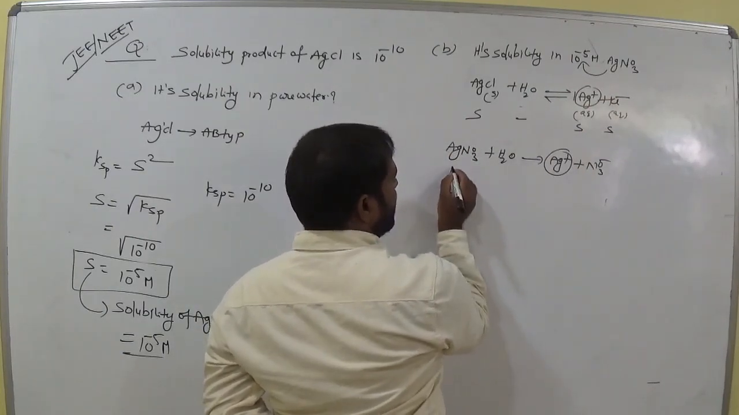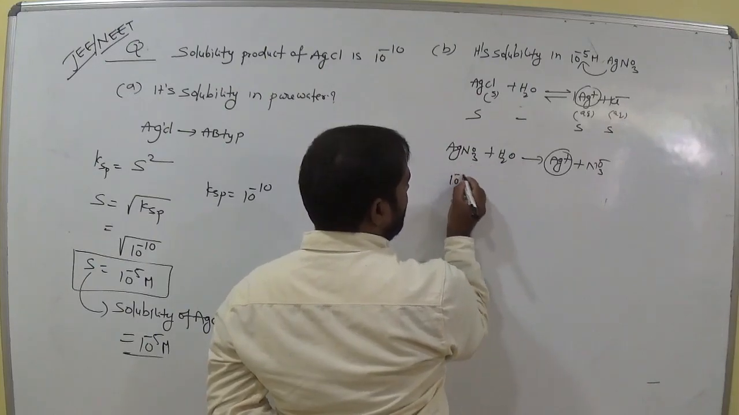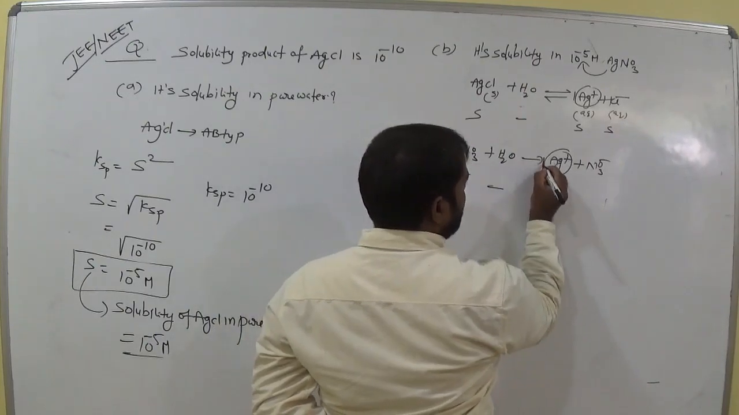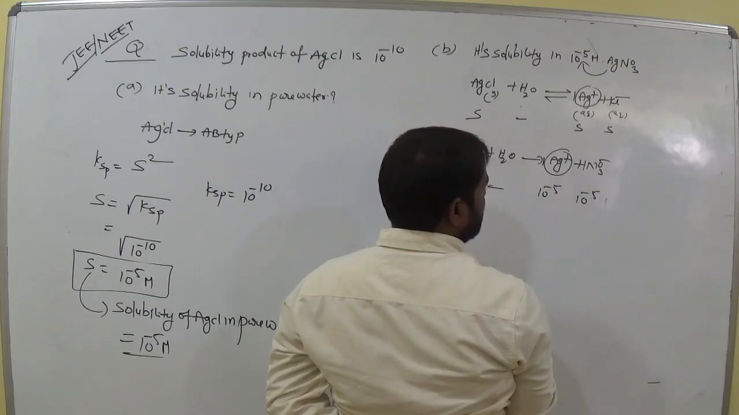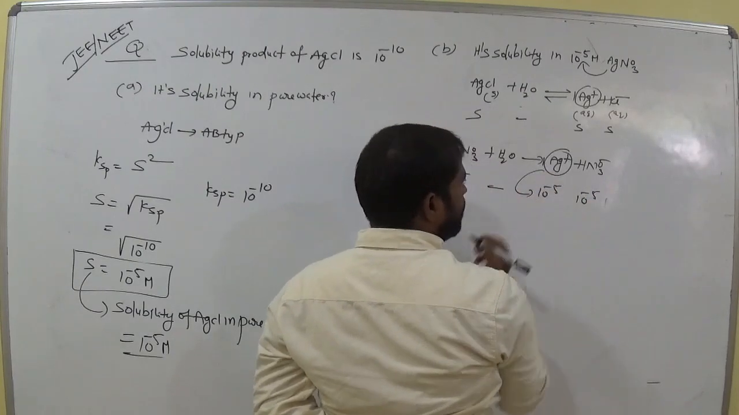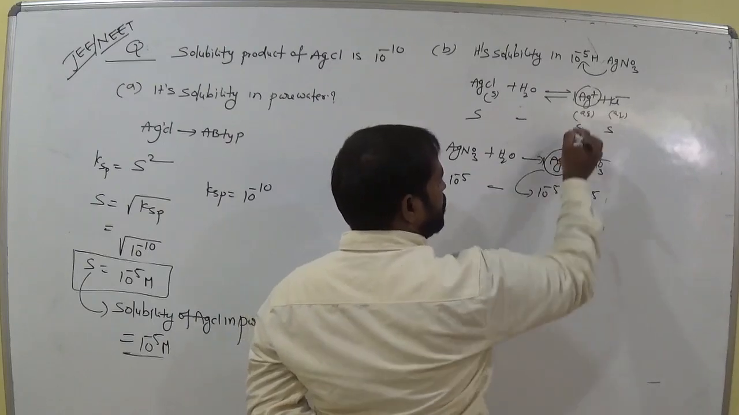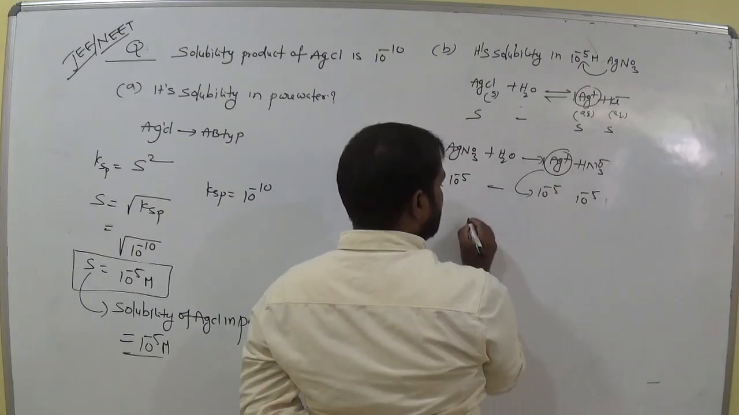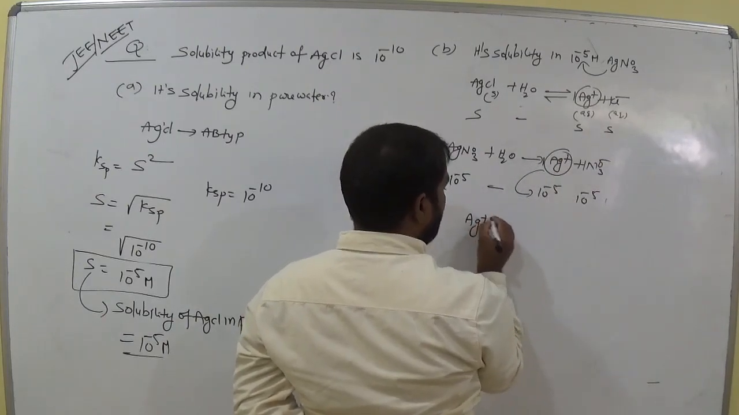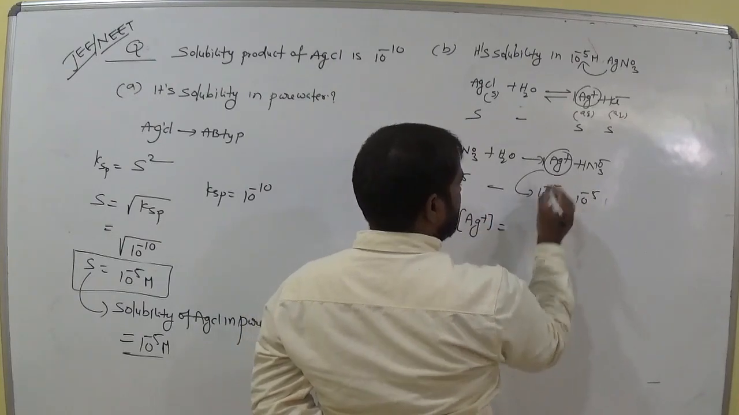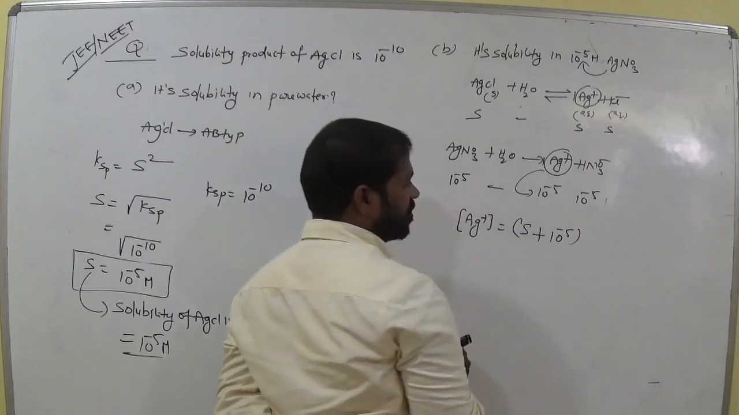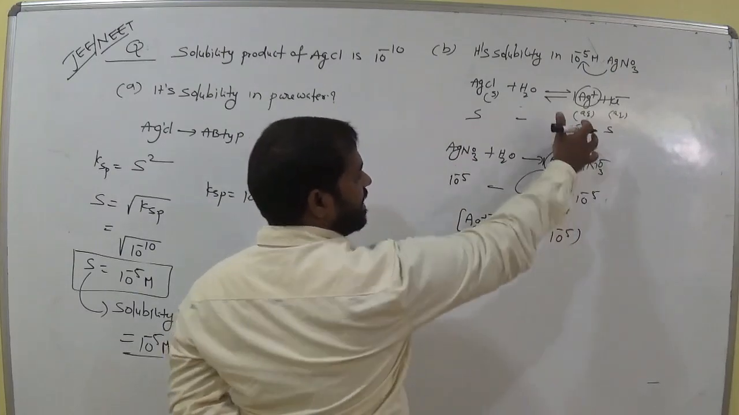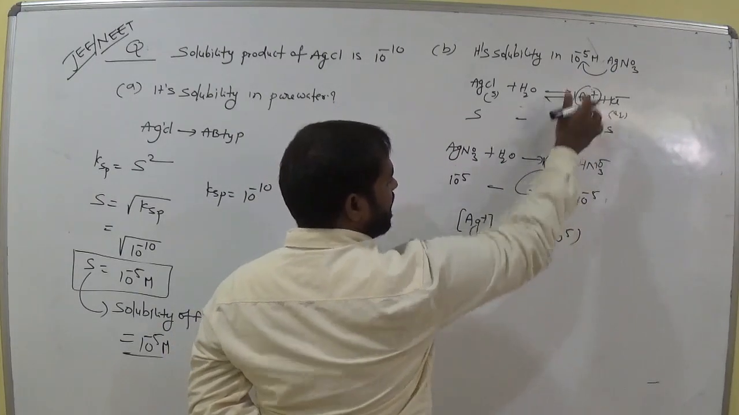Common ion. What is the solubility of this one? 10 power minus 5 is the solubility. So here 1 into 10 power minus 5, 1 into 10 power minus 5. So this is the solubility of Ag plus. Now total Ag plus, how much? S plus 10 power minus 5, am I right? S plus 10 power minus 5, this is the common ion.